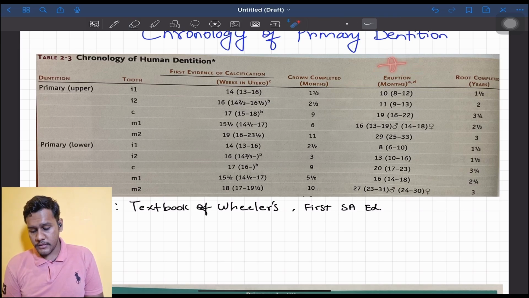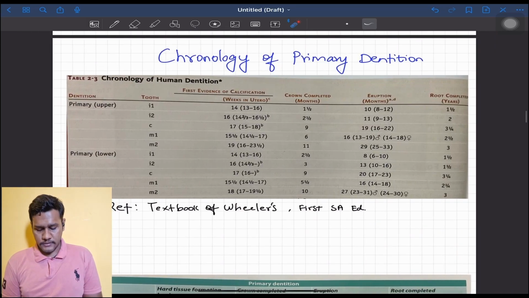Not fully, the root is completed. Then the root completion. This is the time where the complete root will be present. Like if you take this incisor, the complete root will be present for the primary tooth. You should be familiar with this table.